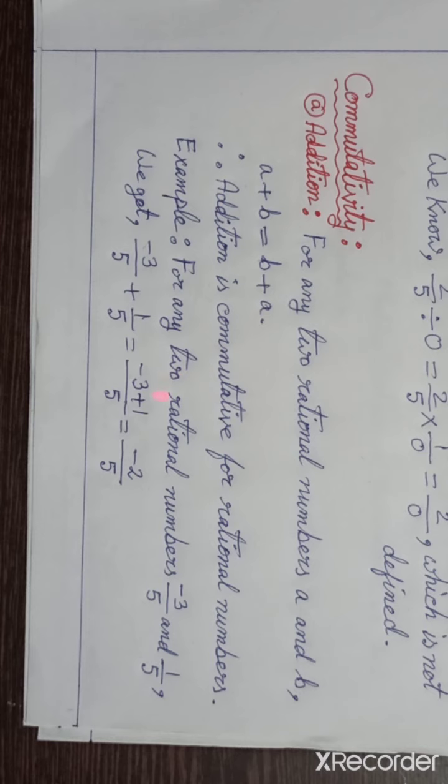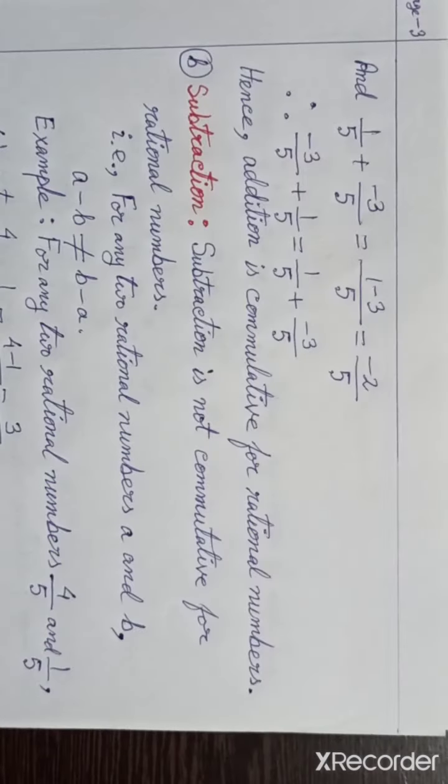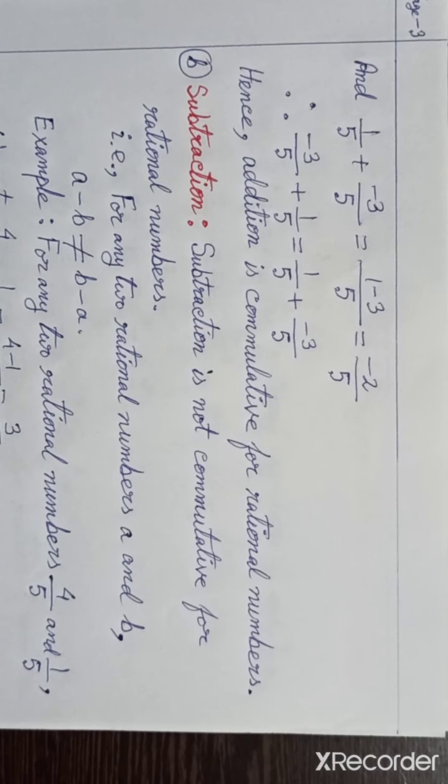For any two rational numbers minus 3 by 5 and 1 by 5, we get minus 3 by 5 plus 1 by 5 is equal to minus 3 plus 1 by 5 is equal to minus 2 by 5. And 1 by 5 plus minus 3 by 5 is equal to 1 minus 3 by 5 is equal to minus 2 by 5.